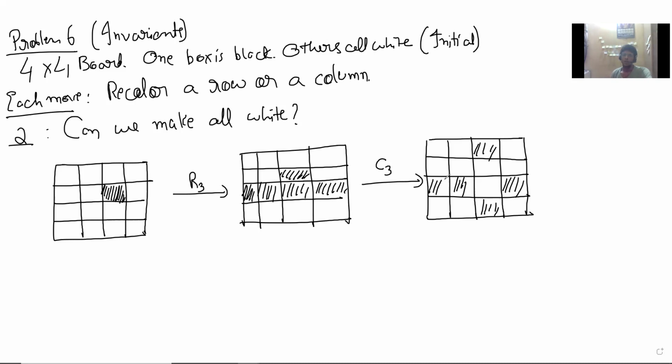what will prevent you from making everything white?